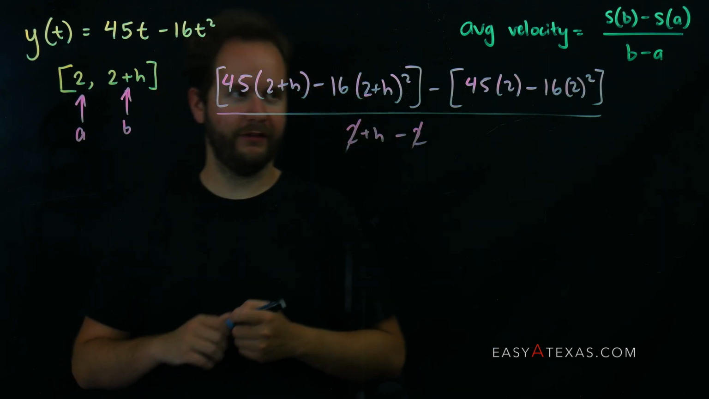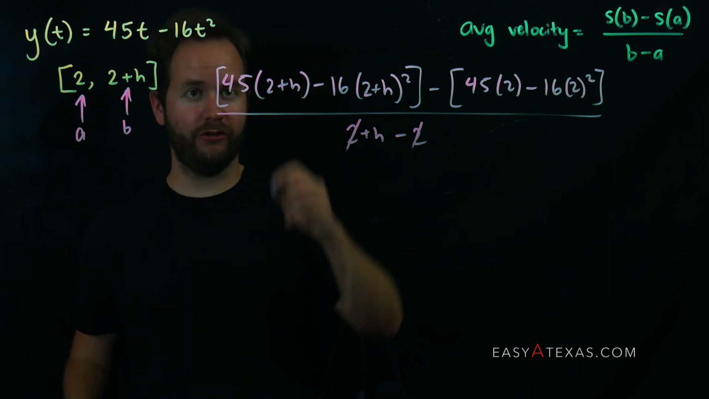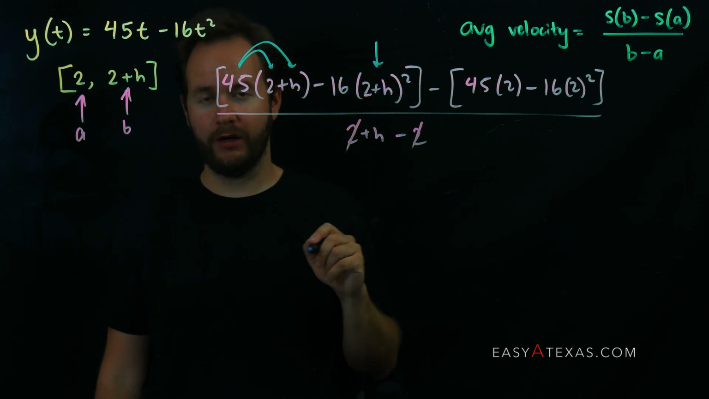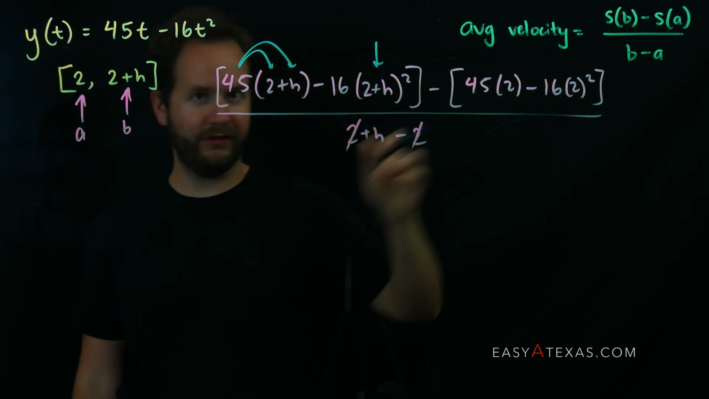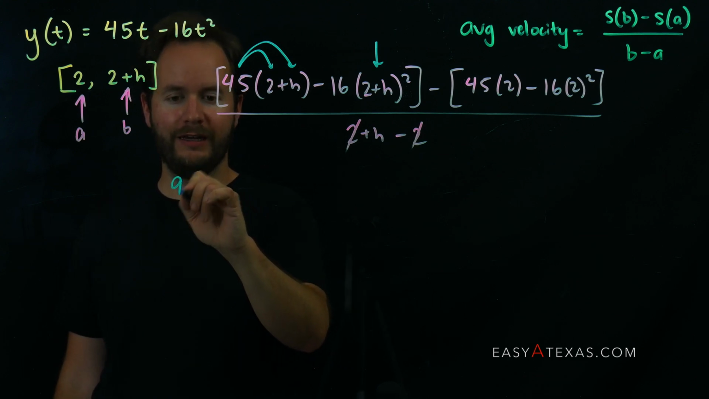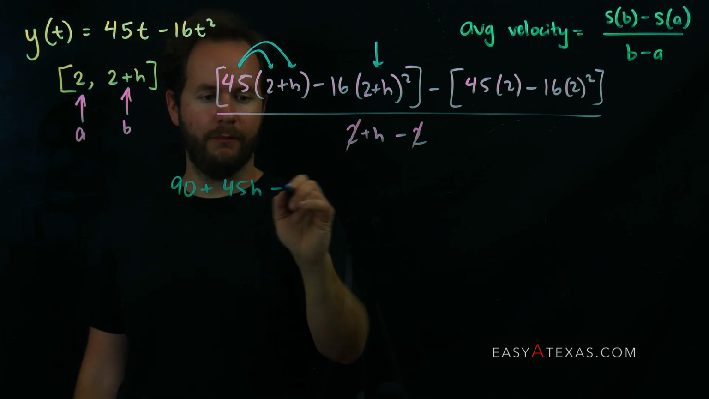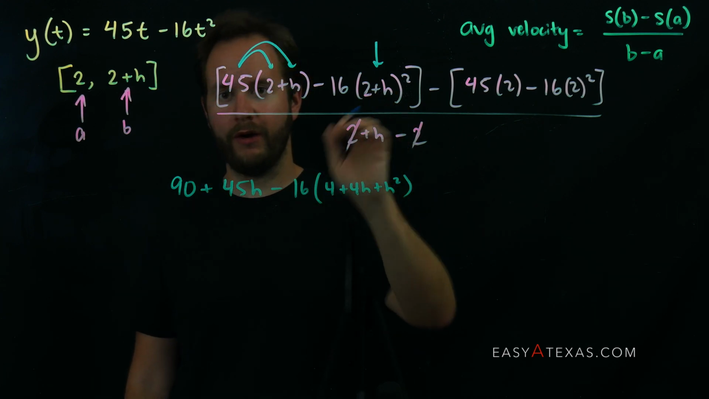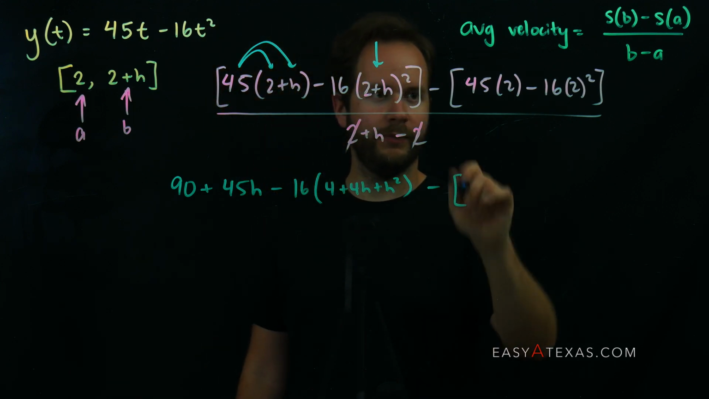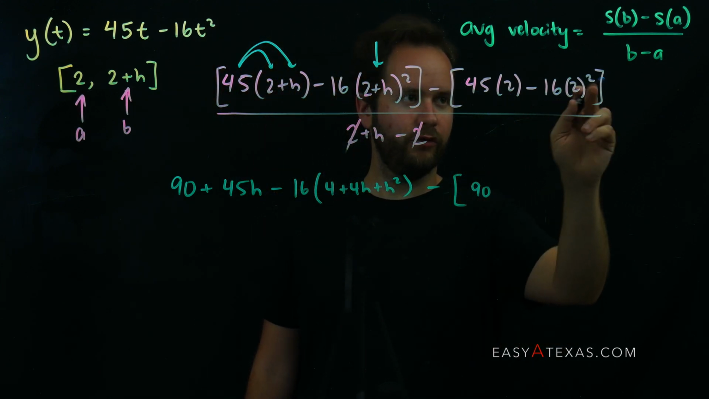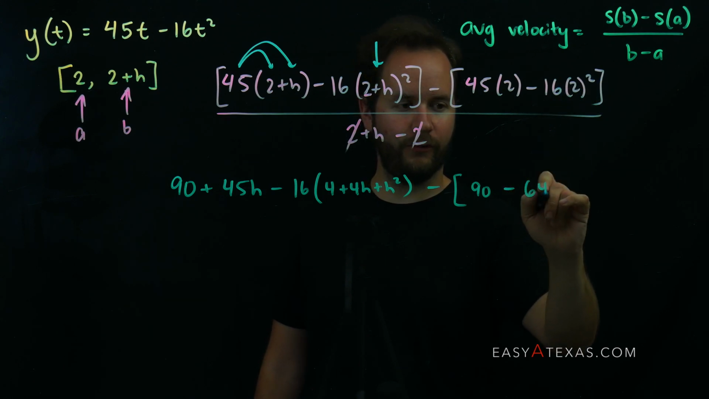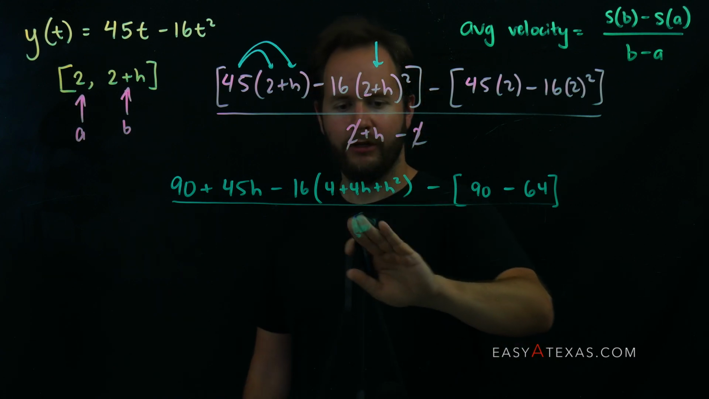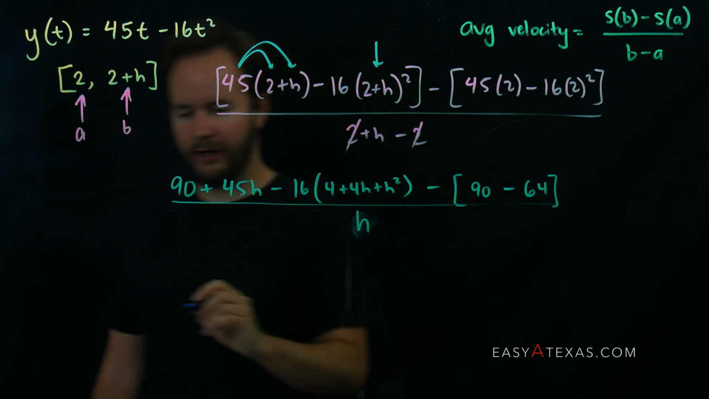Okay, now let's take it down to the next line. The next line is going to involve a lot of multiplication and expansion. So I'm going to distribute the 45 to these two terms. I'm also going to expand the 2 plus h squared here. And I'm going to do some multiplication over here to figure out what this number is going to be. So here I go. I've got 90 plus 45h minus 16 times 4 plus 4h plus h squared. That's just me squaring out 2 plus h squared. Minus 45 times 2 is 90. 2 squared is 4 times negative 16 is negative 64. And this is still all divided by 2. Or sorry, not 2, but h. All divided by h.